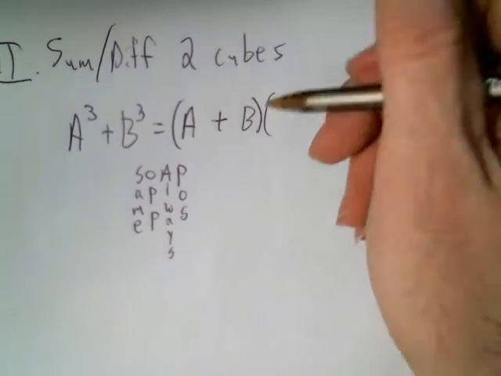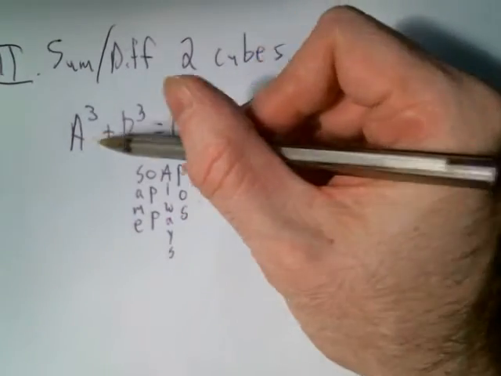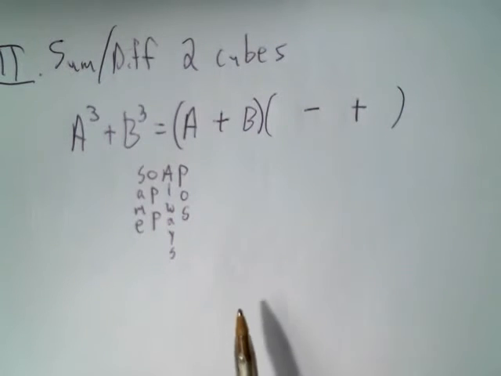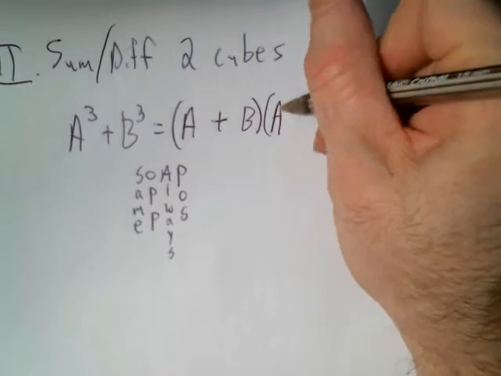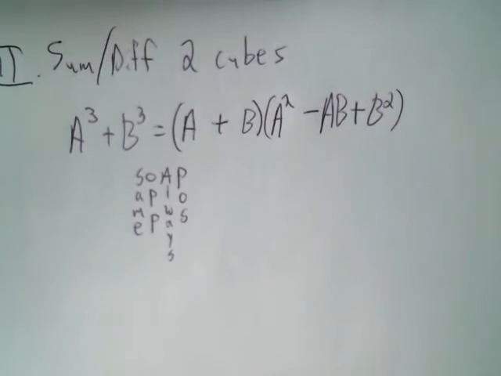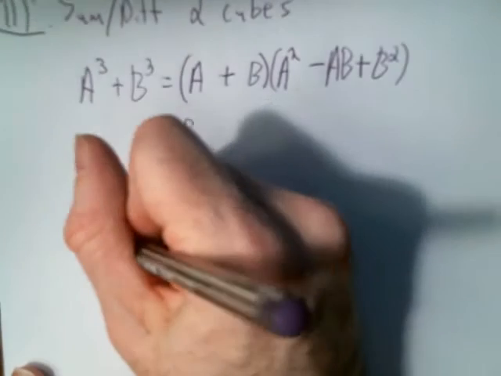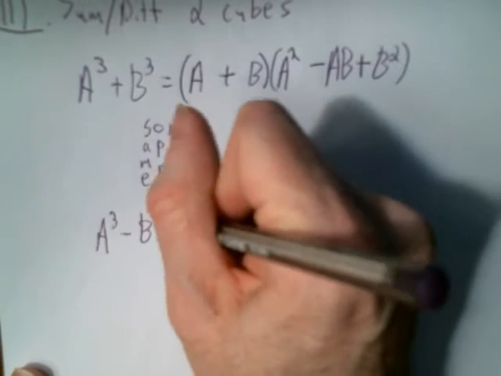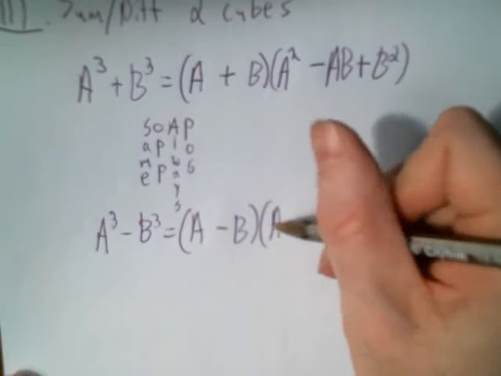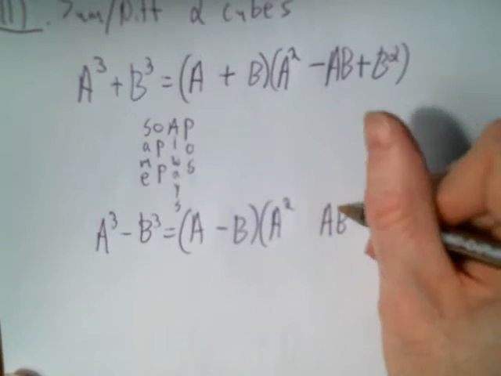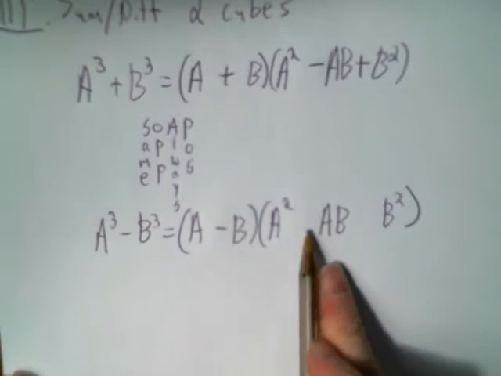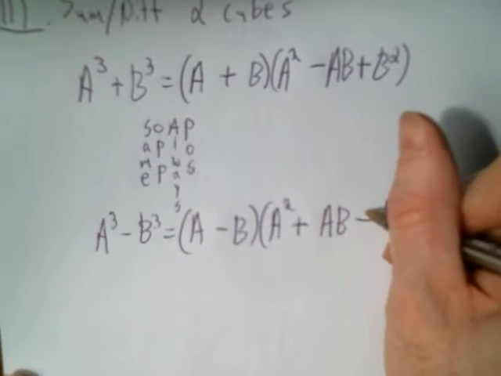So again, you use the same sign and then take the opposite sign and then the last place, it's always going to be positive. Then the rest of it, you're going to have A squared, and then AB, and then B squared. So that's the sum of cubes. Then you also have a difference of cubes to remember, which is A minus B times A squared, AB, and then B squared. So this time the signs: same, opposite, so it'll be plus, and then always positive.